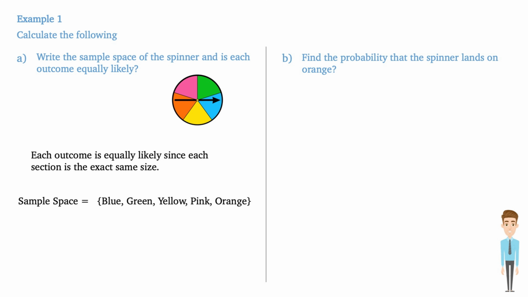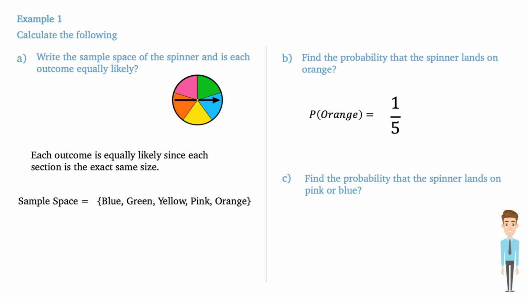In example B, find the probability that the spinner lands on orange. Using the formula we discovered in part 2 to calculate the probability of simple events, we start by setting up our fraction. For the denominator, it is the total size of the sample space, which is 5 possible outcomes. Now for the numerator, the outcome we are interested in, orange, which is 1, telling us that the probability of spinning on orange is 1/5.